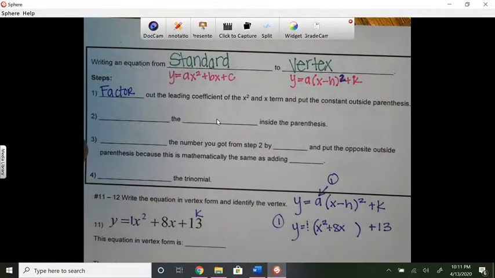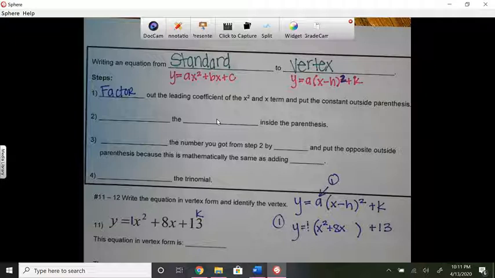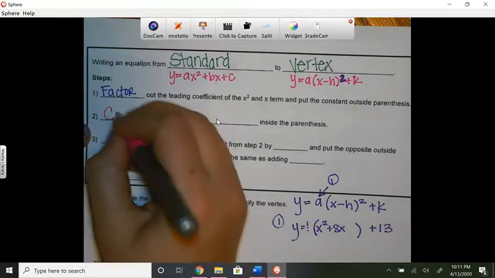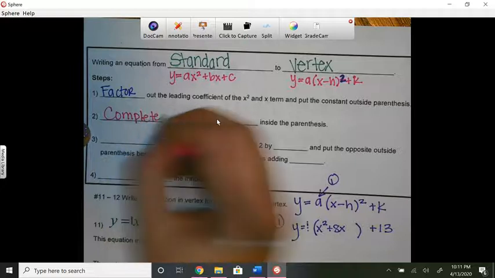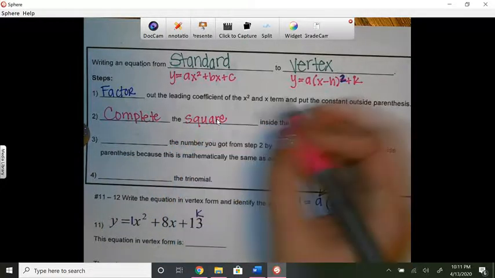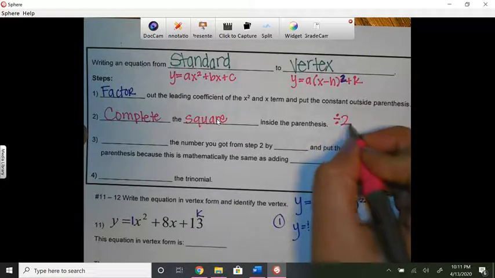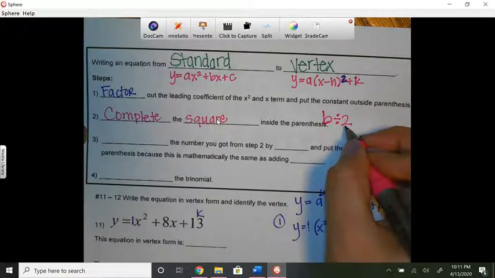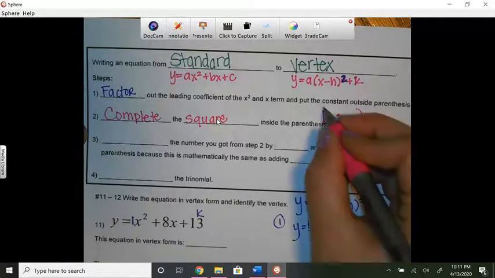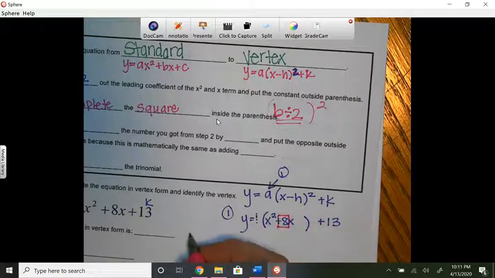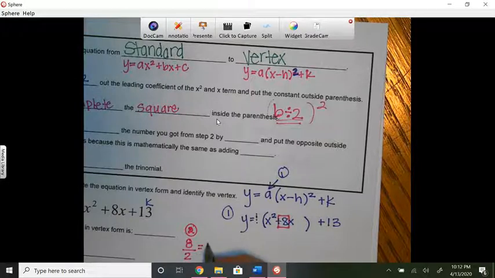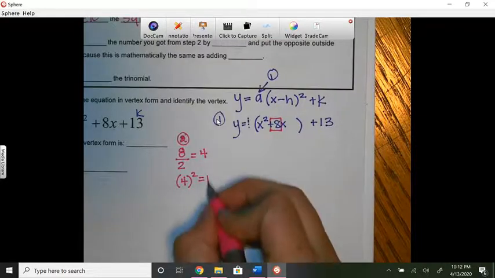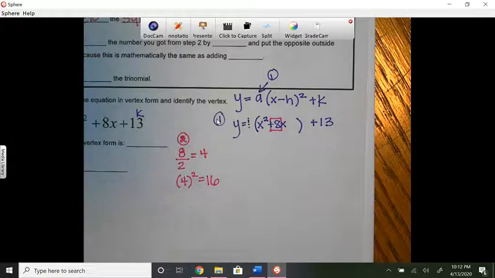Step 2, we're going to go ahead and complete the square. So remember, that's when you take the b value, divide by 2, and then whatever you get, you square it. So this is step 2. We're going to take the 8 and divide by 2, and then take that value and square it. So take the 4 and square it. Okay, so that was step 2.